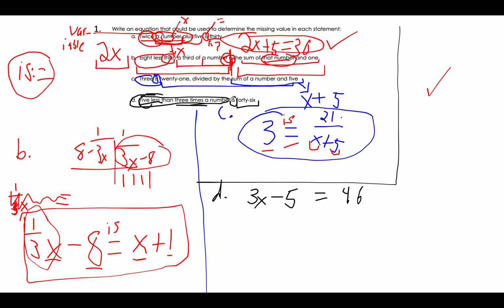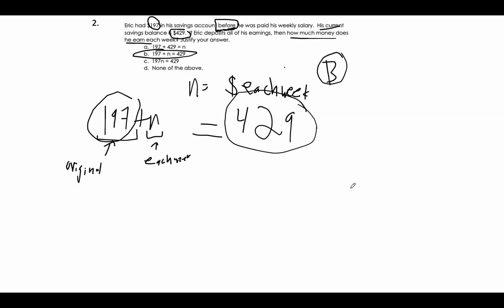Next for D, we have 3x minus 5 equals 46. That's because 5 less than 3 times a number is 46. So we have 3 times a number minus 5 equals 46. Awesome.